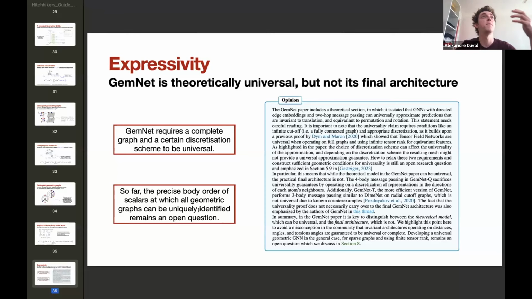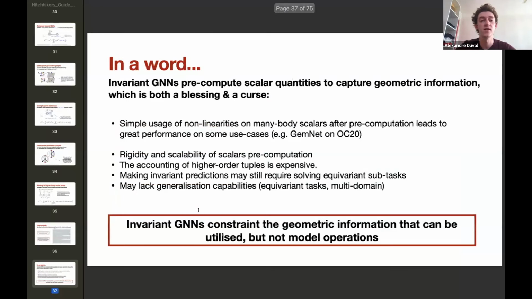So I guess that's from this discussion, the question of what body order you need to uniquely identify every graph. I think it remains an open question for this field of invariant GNNs.